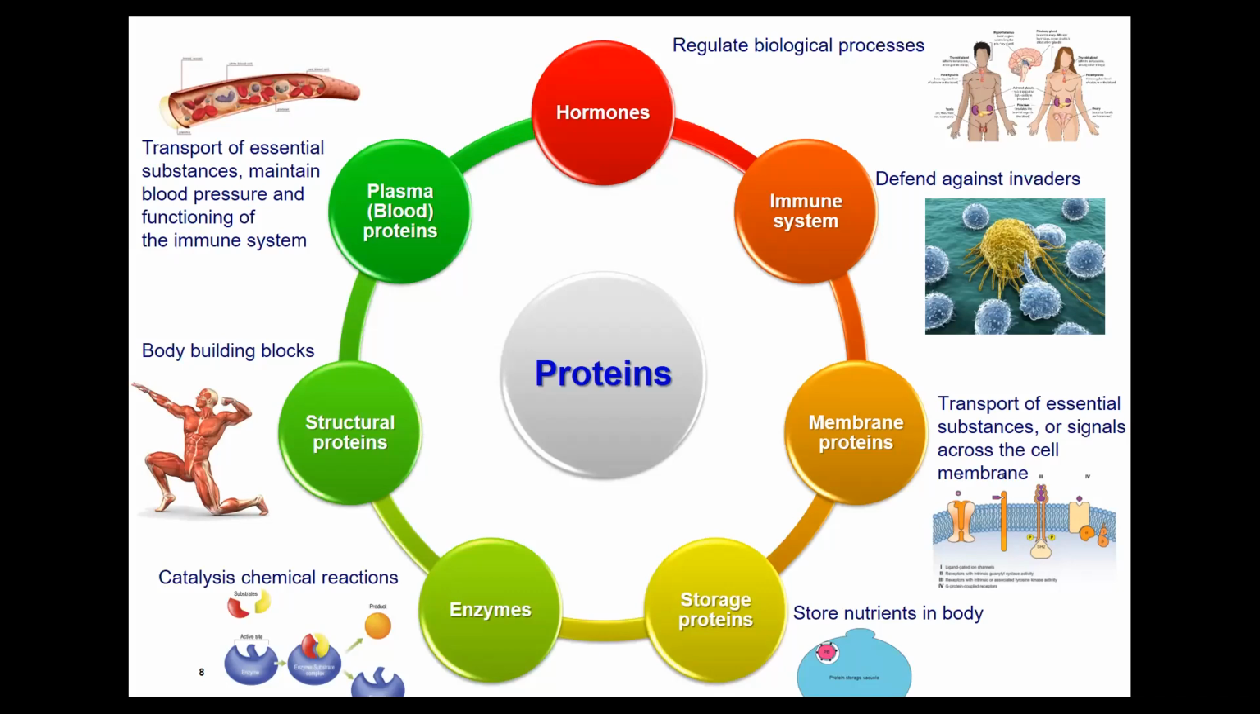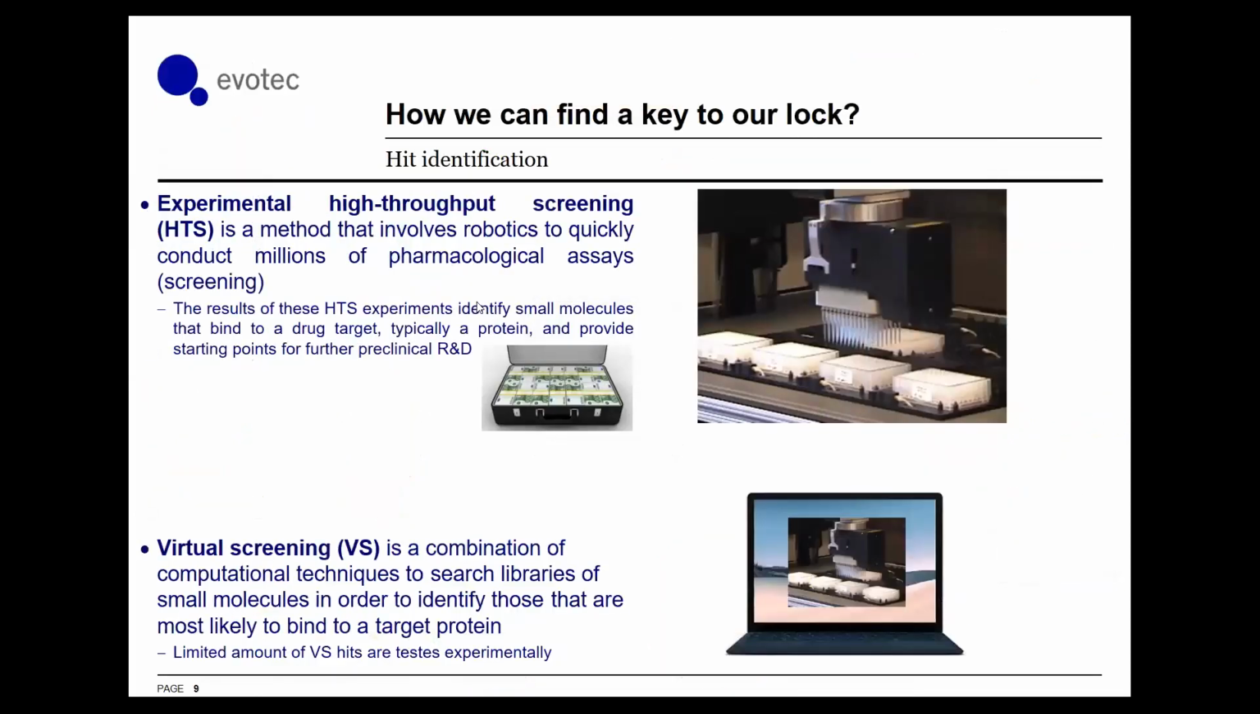So they are our lock, okay? And the drugs are our keys. We want to control all this system with small molecules. So now only a small thing is left: to find them. So how do we find those keys to our lock?